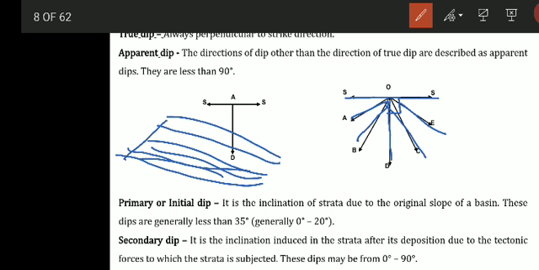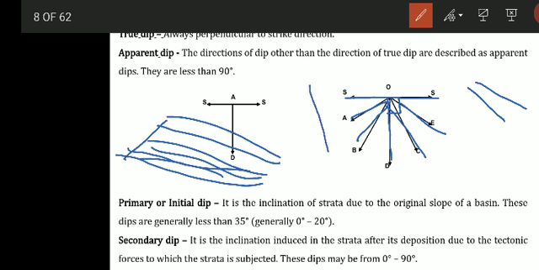Then what is secondary dip? It is the dip or the inclination that is induced in the strata after its formation or deposition due to the tectonic forces which are acting on the rock. So this dip varies between 0 to 90 degree. Because of the tectonic forces acting on the rock, it becomes inclined, and that dip ranges between 0 to 90 degree. That is a secondary dip. So these are the types of dips.